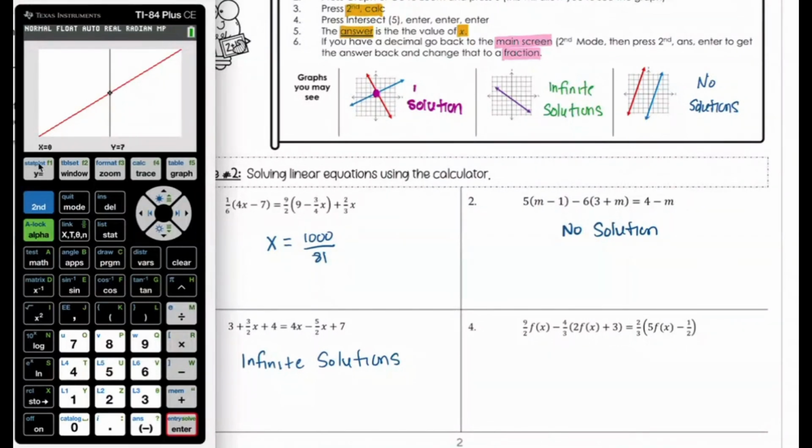All right, last one, another one I am going to let you guys try on your own. So here we have function notation, f of x. Whatever your variable is, just stick with x's. So instead of writing 9 over 2 f of x, we're just going to write 9 over 2x. Because don't forget, we are solving for an unknown. And our unknown when we're using the calculator is normally going to be x. So pause the video, try number 4 out.